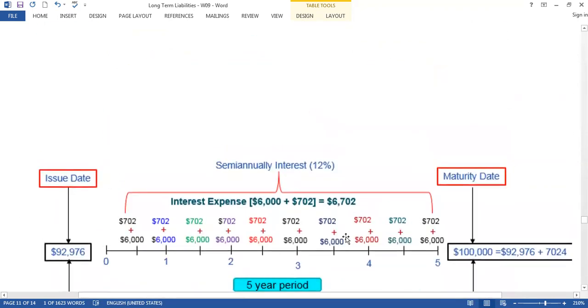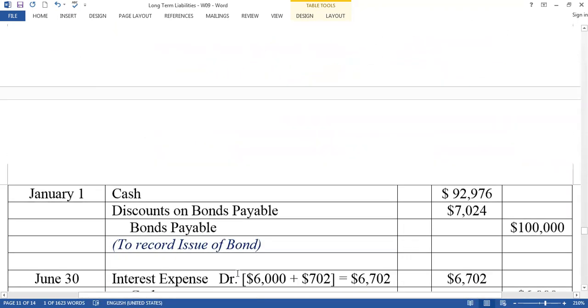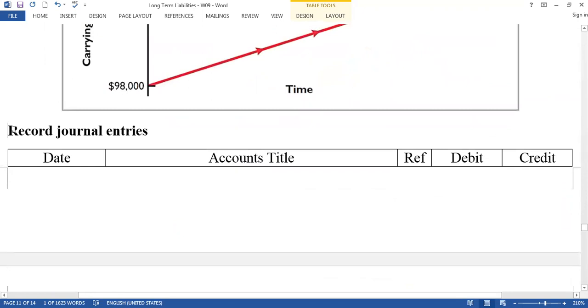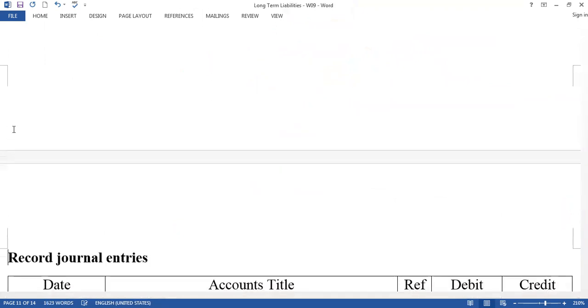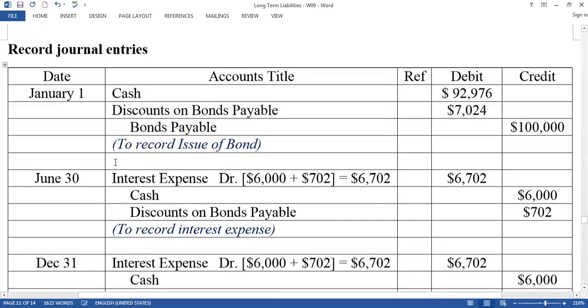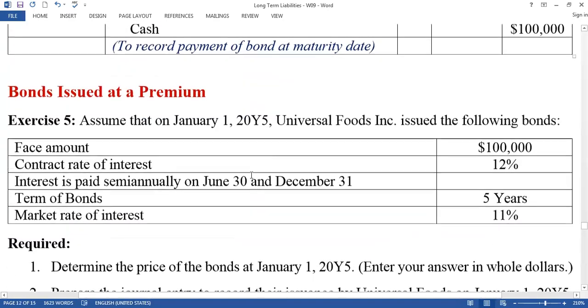So I will show you this kind of journal entry later on, because today I may not explain this. Today I'm going to show you just how to calculate the present value. Okay, how to calculate the present value, and other things I will explain in our next class.